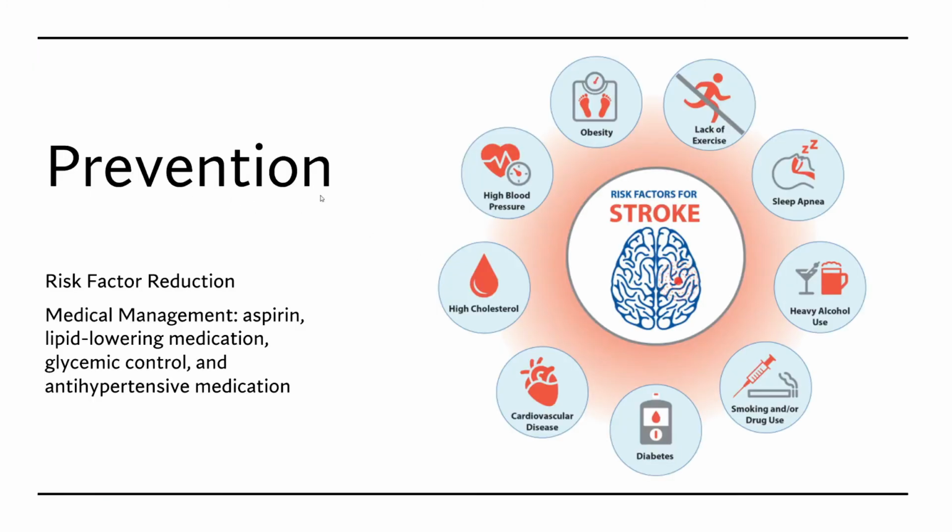Now, the prevention of stroke is the same as the prevention of heart disease. Modify risk factors, reduce risk factors. These are all the risk factors here. A couple we didn't mention earlier necessarily. I think we listed them under other risk factors: alcohol, sleep apnea is a big one. But the rest of these are all the same as before. Also medical management, similar med management: aspirin, lipid-lowering medication like a statin, glycemic control, so control blood sugar, and antihypertensive medication. Just like with heart disease or coronary artery disease, this will reduce risk.